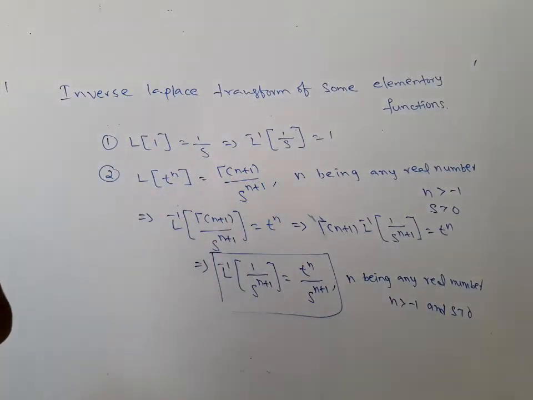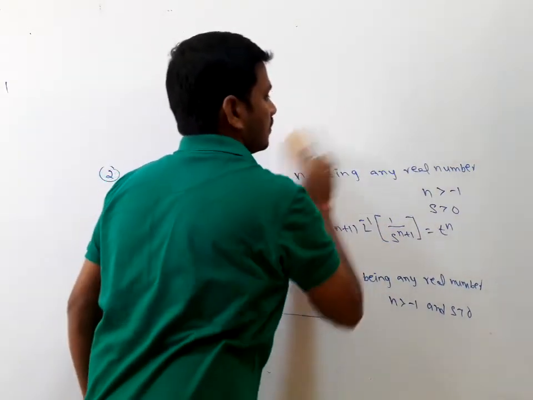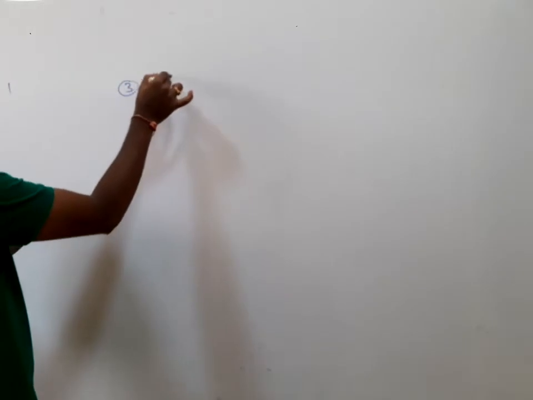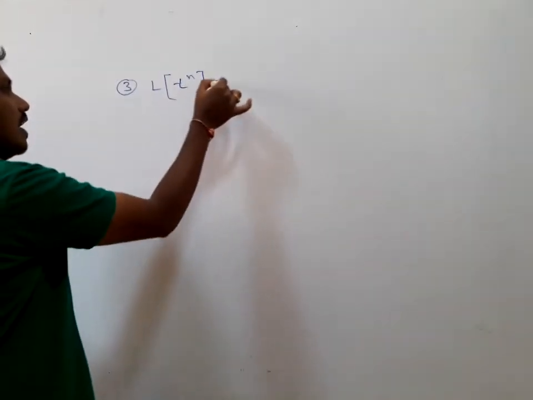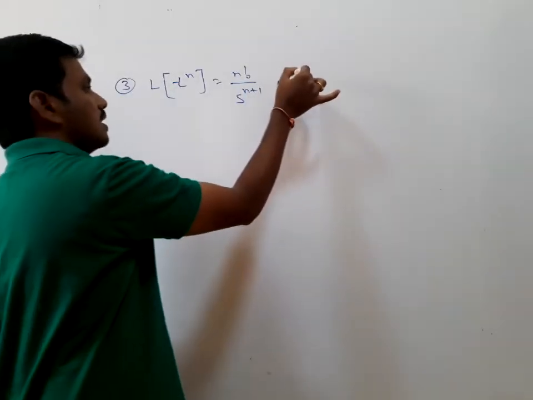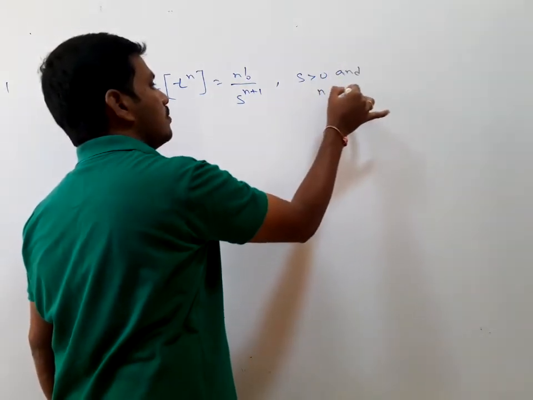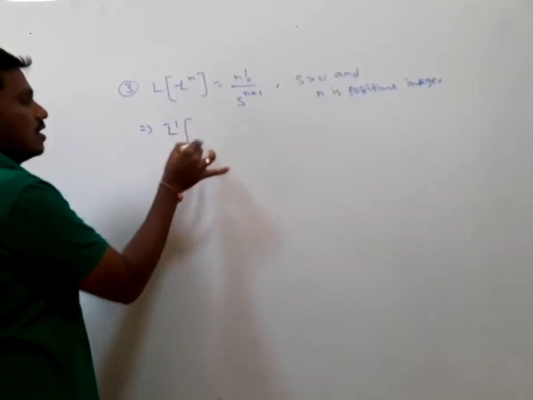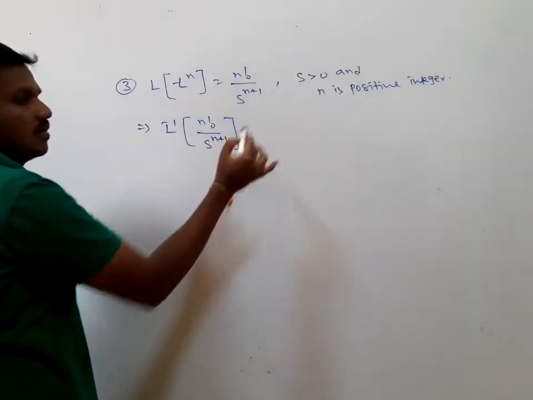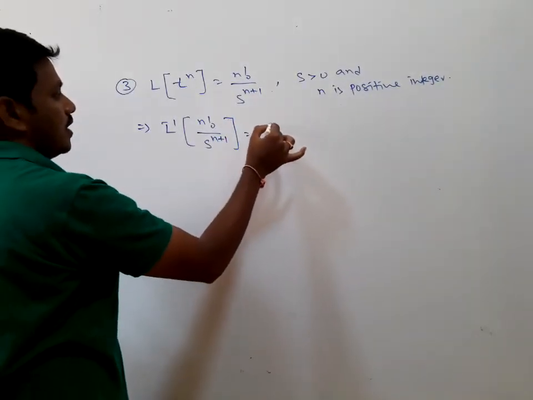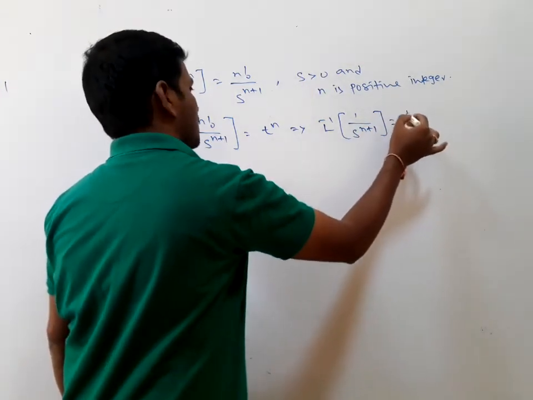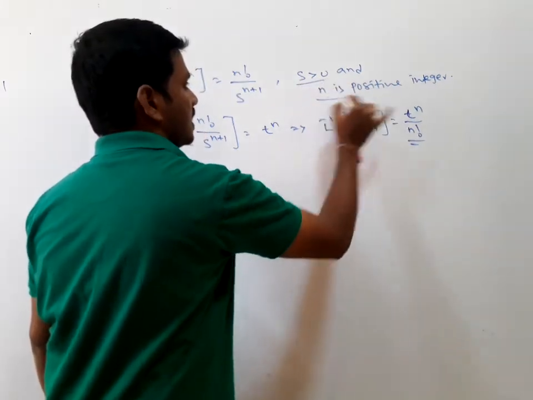In the same way, writing one by one. Suppose n is a positive integer. If n is a positive integer, you know that the Laplace transform of t to the power of n is equal to n factorial divided by s to the power of n plus 1. Here s is greater than 0 and n is a positive integer. So from this, L inverse of n factorial divided by s to the power of n plus 1 is equal to t to the power of n. That implies, n factorial being a constant, L inverse of 1 by s to the power of n plus 1 is equal to t to the power of n divided by n factorial. s is greater than 0, n is a positive integer.